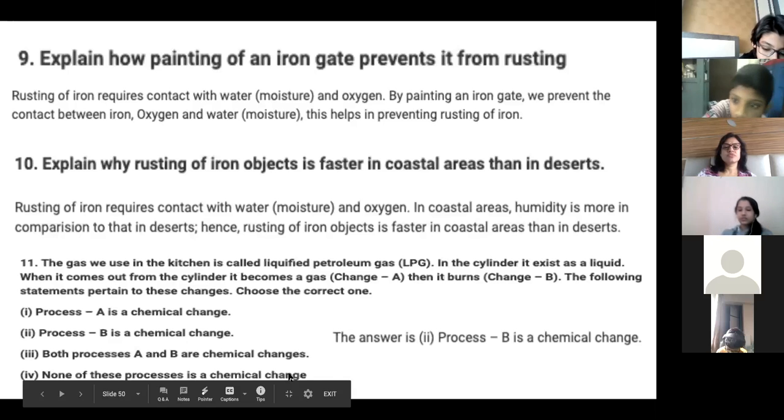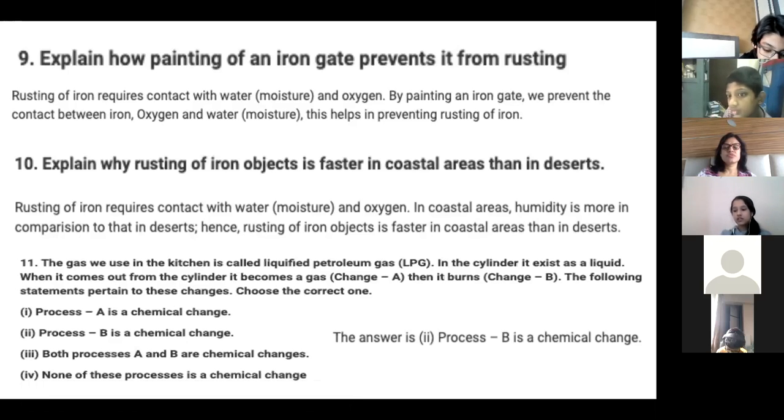Ma'am, burning of wood is a chemical change because chemical properties are changing in it, and cutting of wood is a physical change because there are no chemical properties. You will say that cutting of wood is only a physical change and burning of wood is a chemical change.